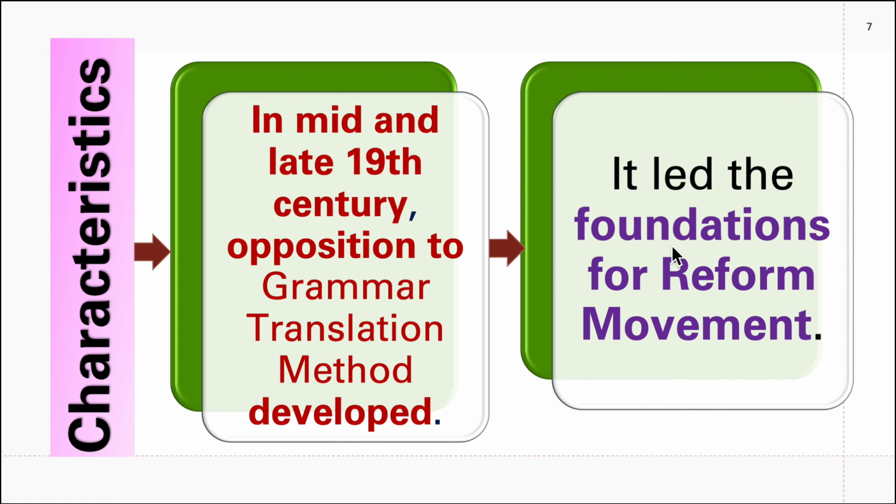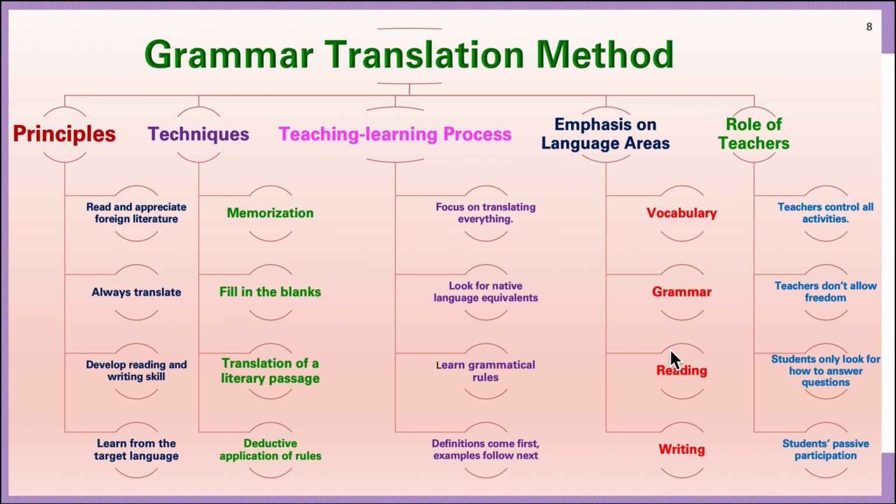It laid the foundations for the reform movement, and the whole of grammar translation method, in brief, you can understand in this way. We have grammar translation method and we have the five major branches: principles of grammar translation method, techniques, teaching learning process, emphasis on language areas, role of teachers. Now let us talk about principles, major points under principles. Under the principles we always read and appreciate foreign literature.